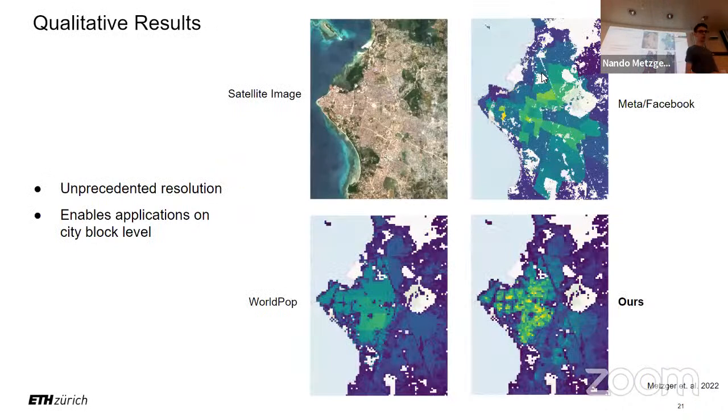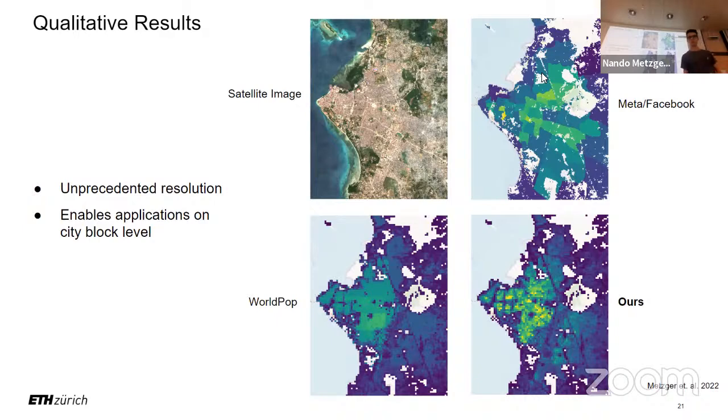I also have some qualitative results for you. There are also other groups, some of them academic, like WorldPop, or non-academic, like Meta and Facebook, that work on population mapping. And we saw that with our maps, you get much more detail out of it. We think that such maps could enable a whole new set of applications for NGOs that operate in those countries.